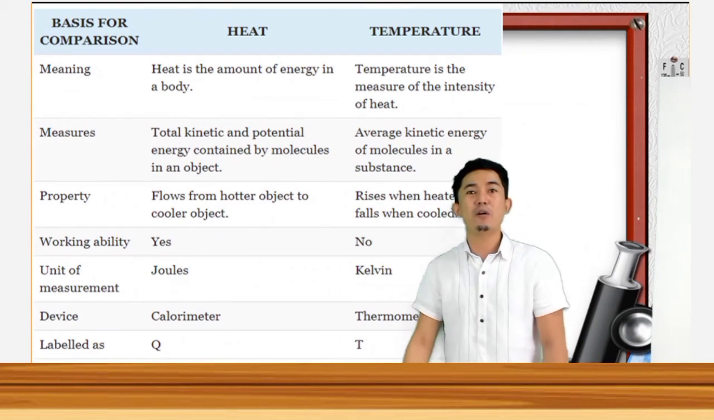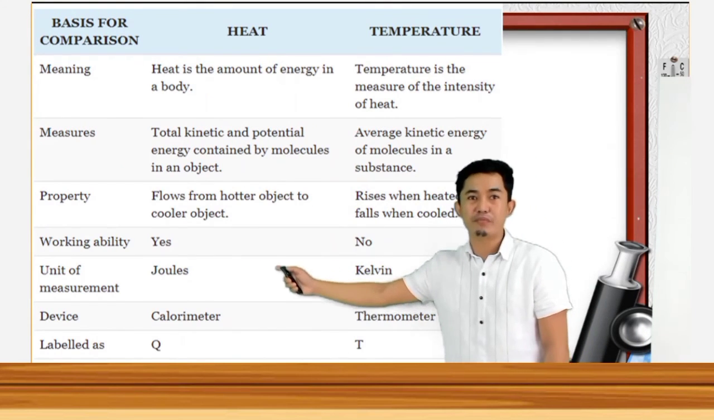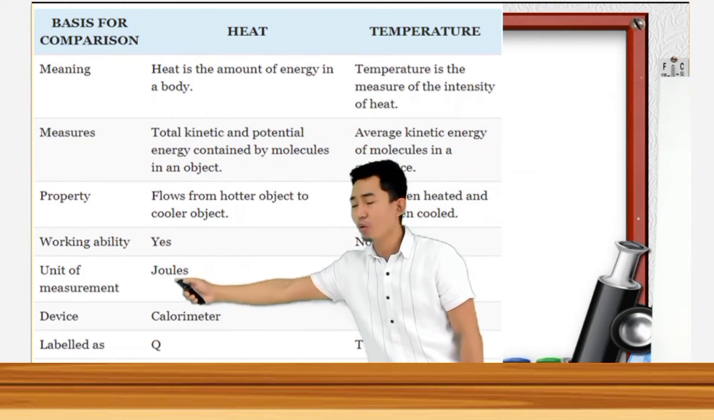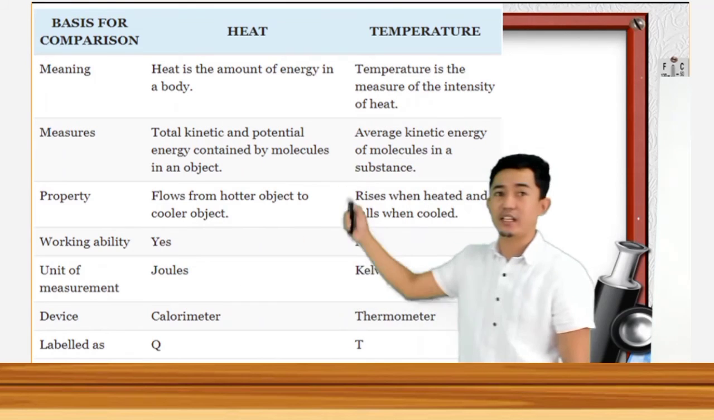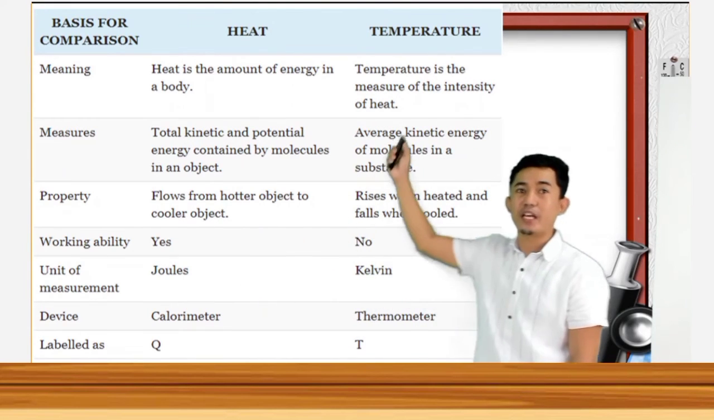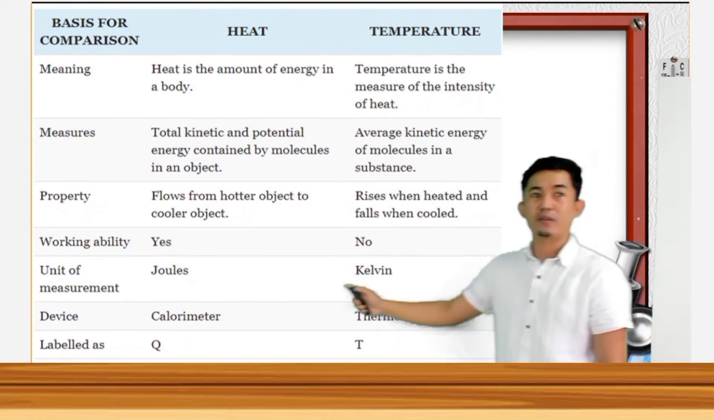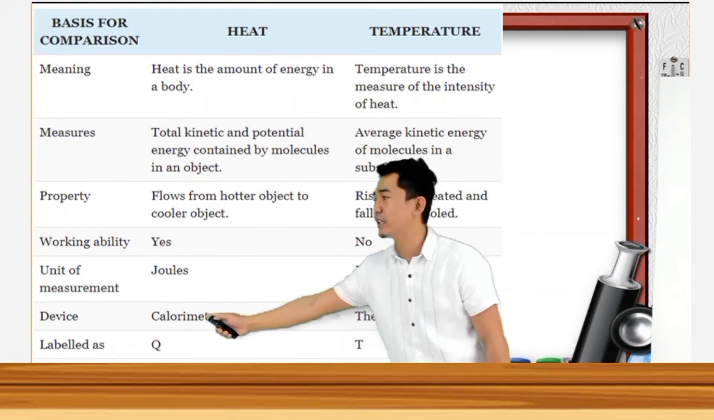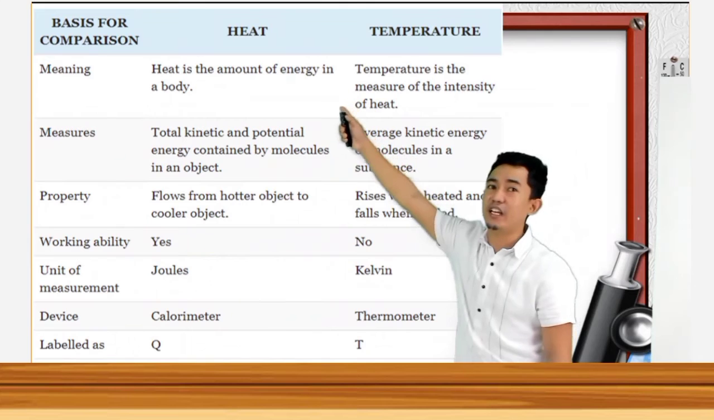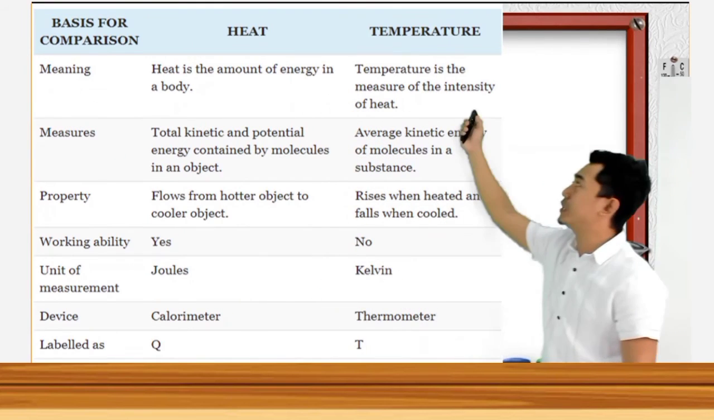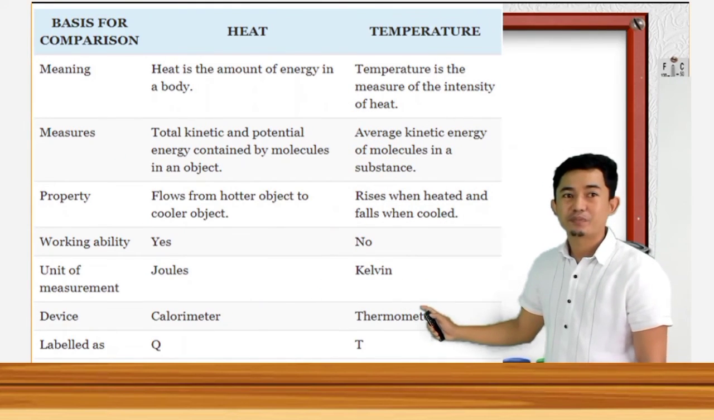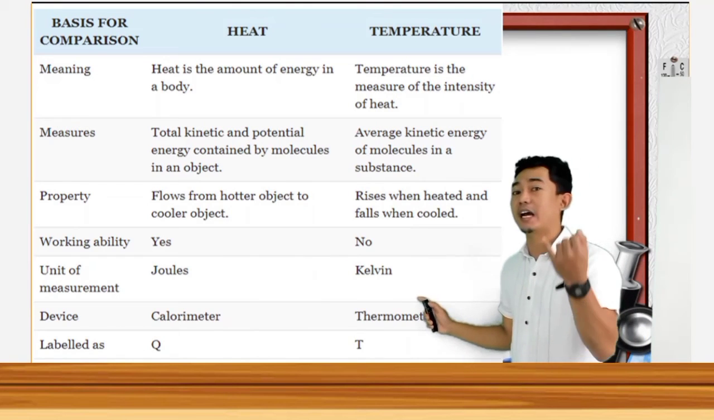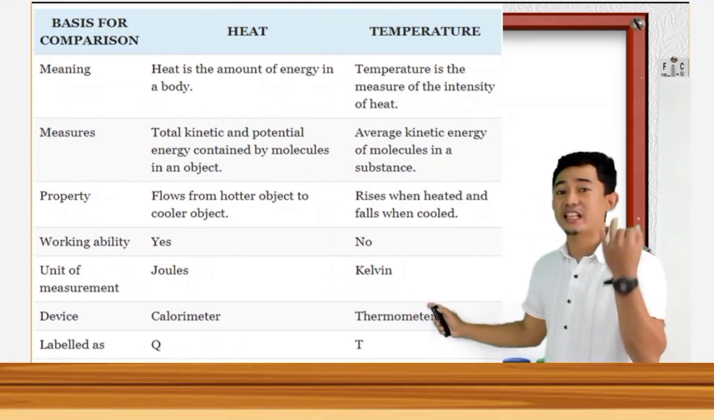Okay, so now we go to discuss some of these. Working ability: for heat, that is yes, and for temperature, that is no. And when it comes to unit of measurement, for heat that is joule, while for temperature, that is Kelvin. Another is degree Fahrenheit, degree Celsius, and then Rankine.